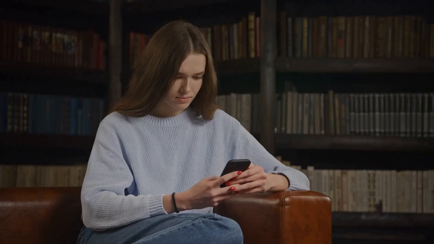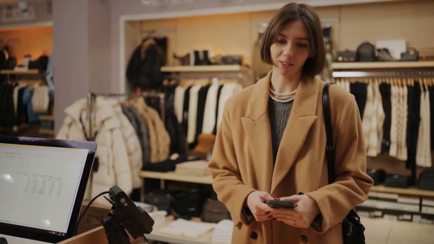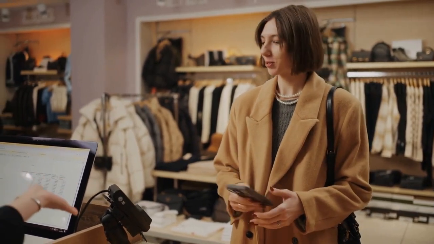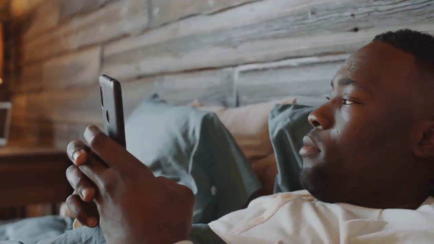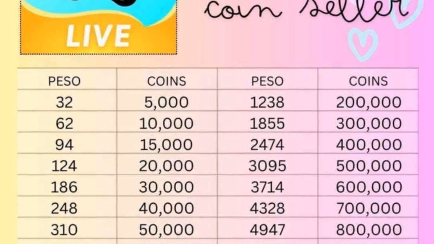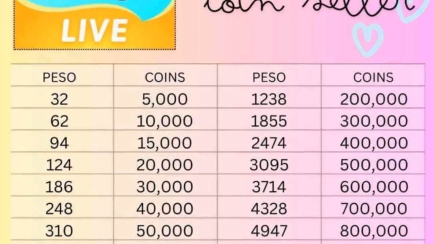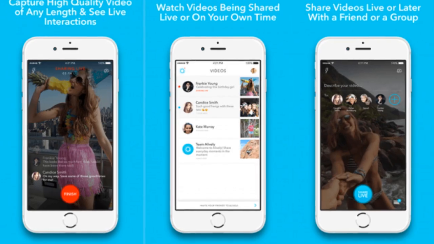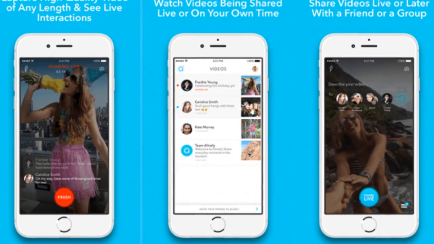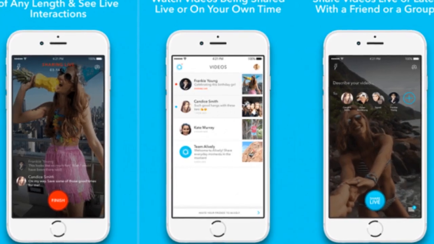6. In-app purchases and gifting. Virtual currency: Niki Live offers virtual currency that users can purchase and use to send gifts to their favorite streamers. This is a way for viewers to show support and for creators to earn money. Purchasing coins: you can buy coins through the app using various payment methods, including credit or debit cards, or mobile wallets. Make sure to check for any in-app promotions that might offer discounts or bonuses.